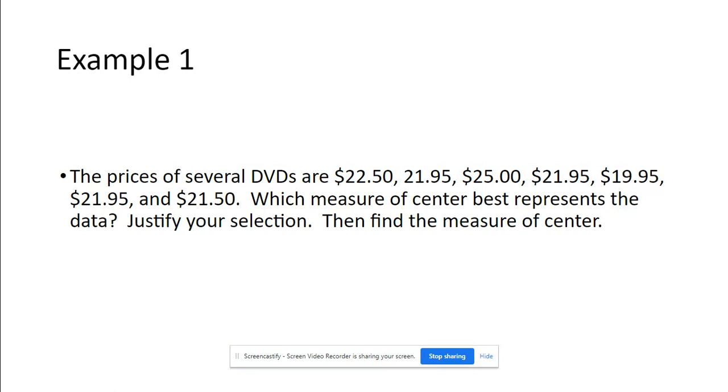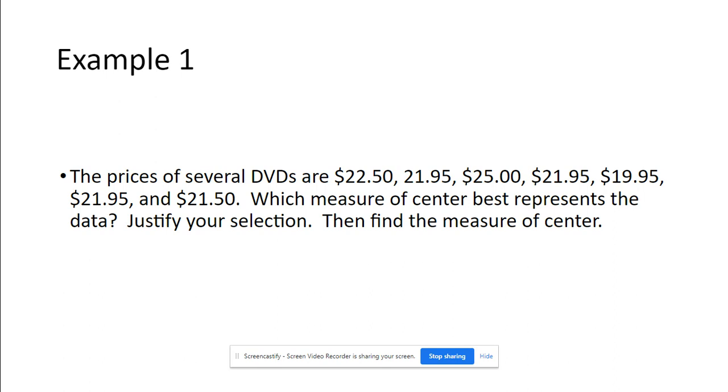So here's an example. The price of several DVDs are $22.50, $21.95, $25, $21.95, $19.95, $21.95, and $21.50. Which measure of center best represents the data? Well, we can see that they're all fairly clustered together. There's not a lot of variation. You don't see any DVDs here for $30 or $40, and you don't see any DVDs for $5.